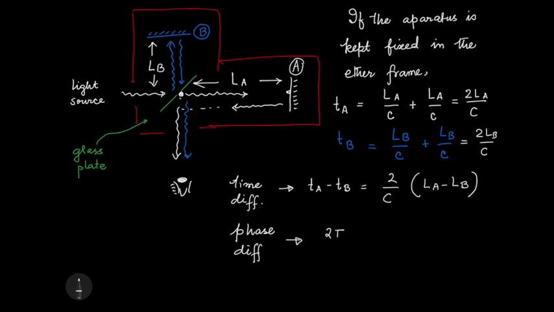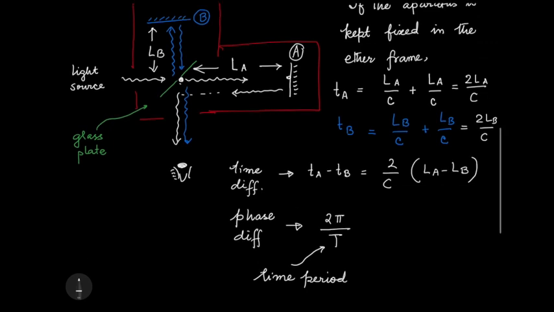Phase difference is nothing but 2 pi divided by T, where T is the time period of the light, the time period of the wave, 1 by frequency essentially. So this times T_A minus T_B, which is 2 by C times L_A minus L_B. So that is the path difference. That is the phase difference.